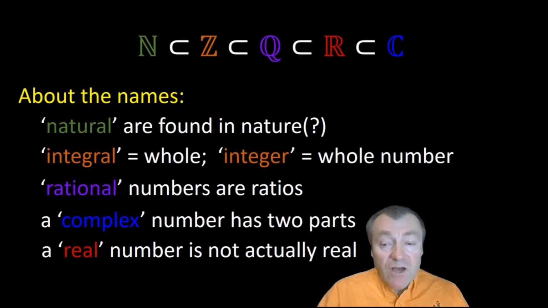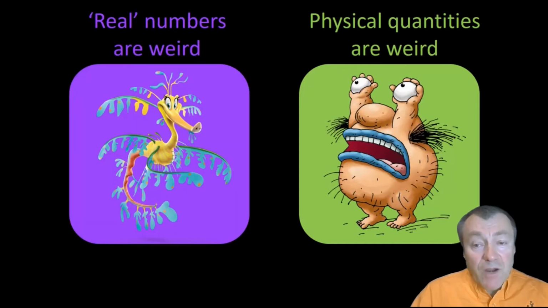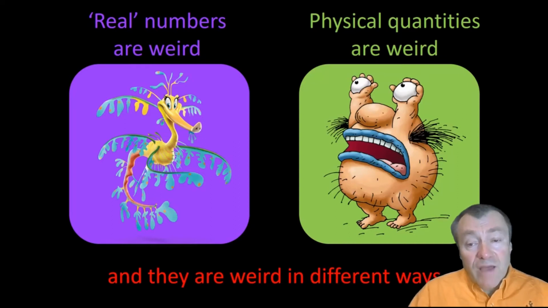But real numbers are not the same thing as physical reality. They're not the reality of physical quantities. The basic principles governing physical quantities and measurements are more mysterious than most people realize. Also, the basic properties of so-called real numbers are more mysterious than most people realize. And the weirdness of physical quantities is different from the weirdness of the mathematical number system of so-called real numbers.